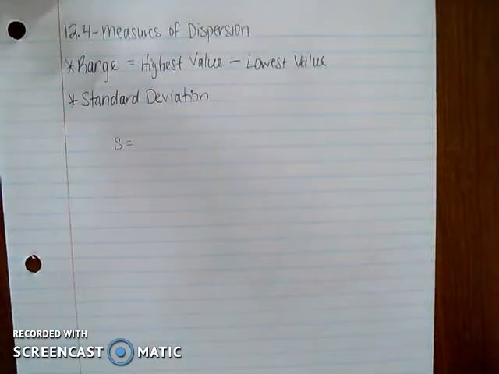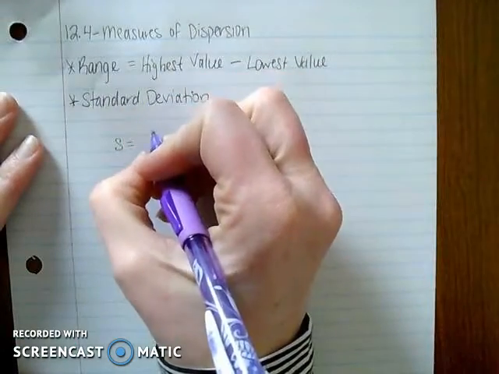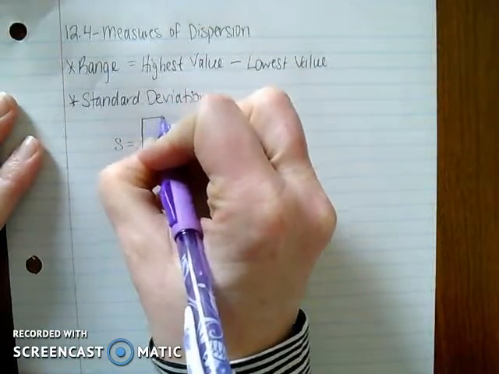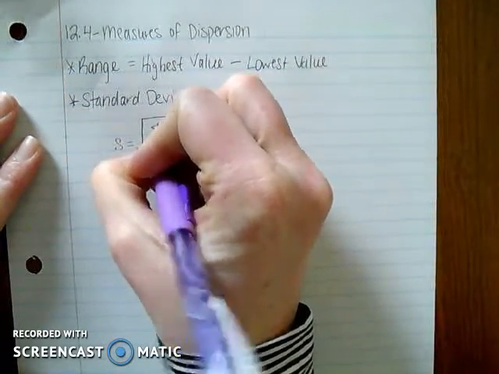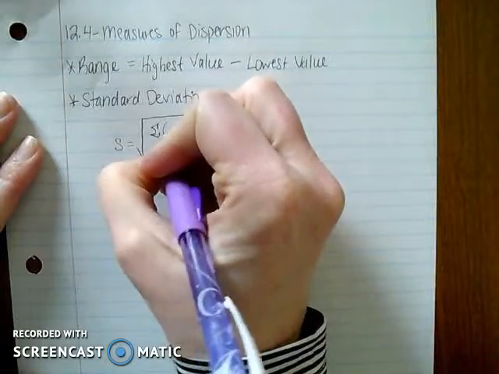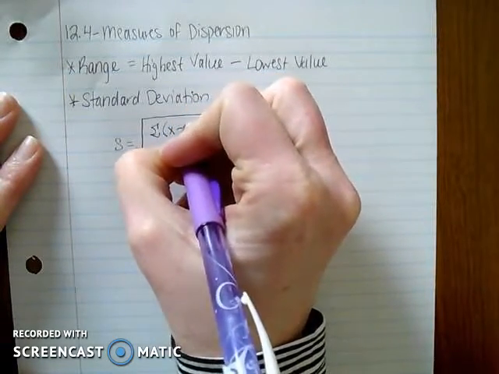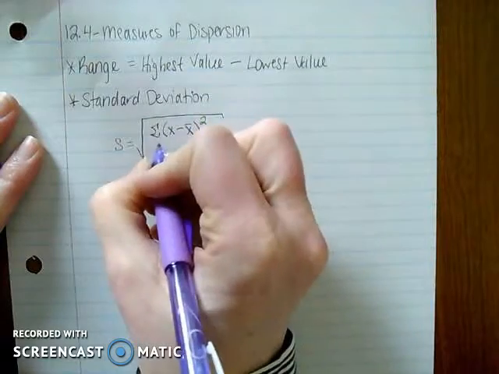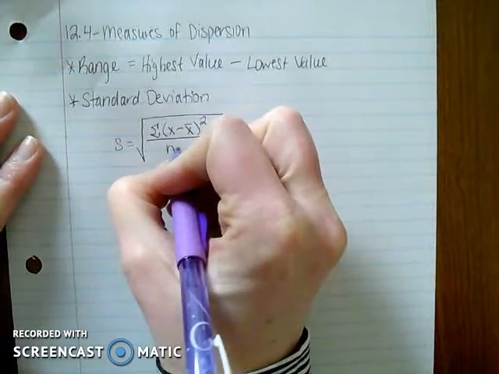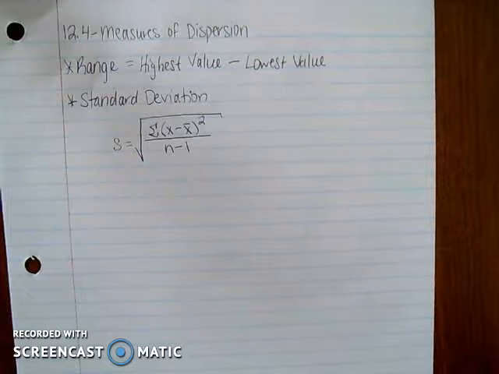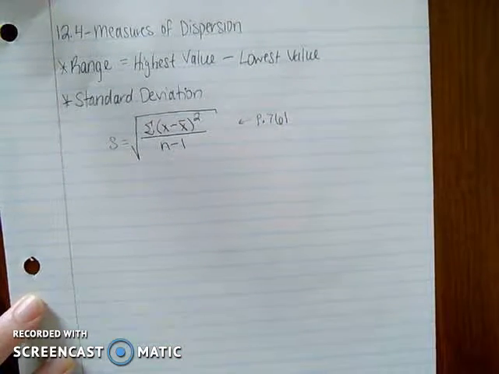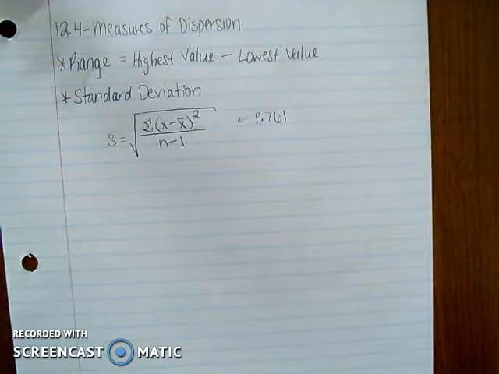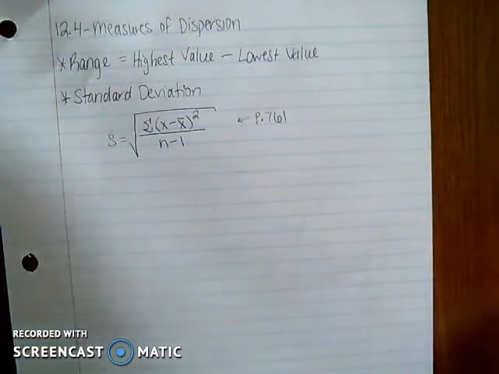So standard deviation is a little s. What you have is you have a square root, so it's a big square root. Okay, on the top of your square root, you have this weird looking E, and then x minus x bar squared. That's all on the top over n minus 1. This formula is on page 761. If you don't want to try to read it from my notes, it's on page 761. Okay, so let me break this down for you and then you'll see an example.